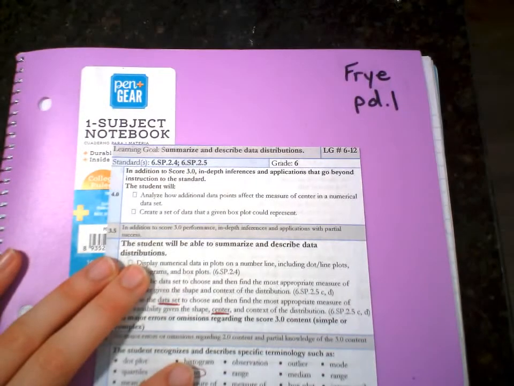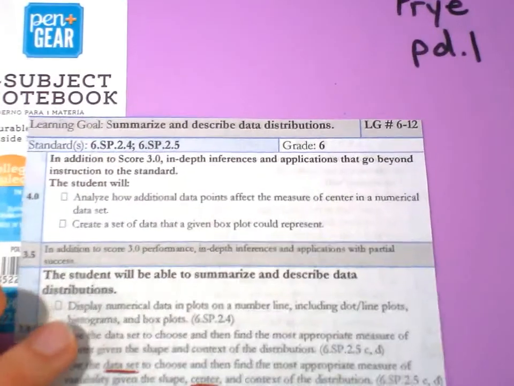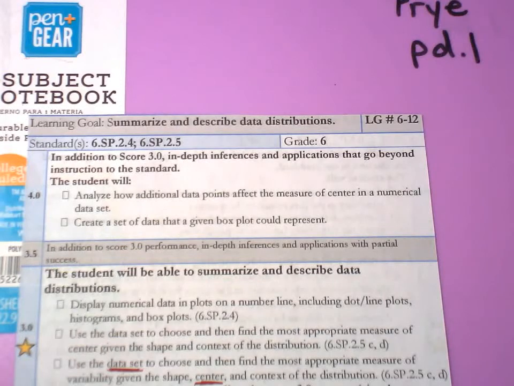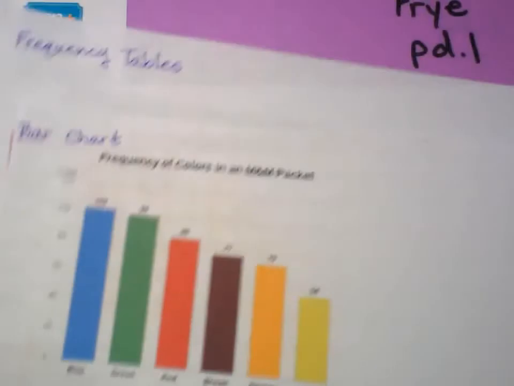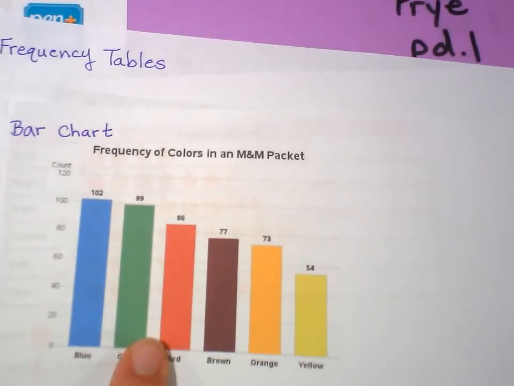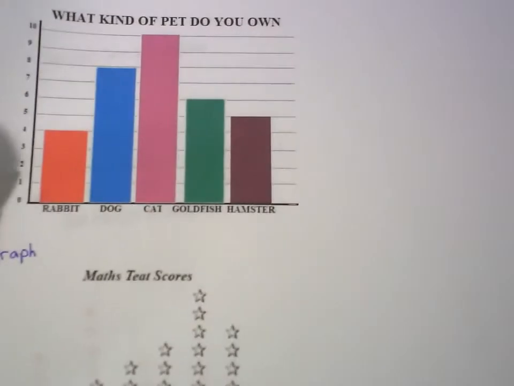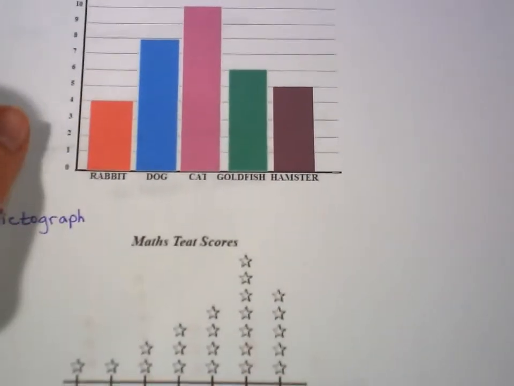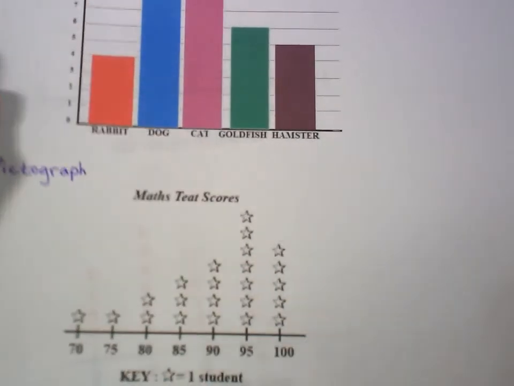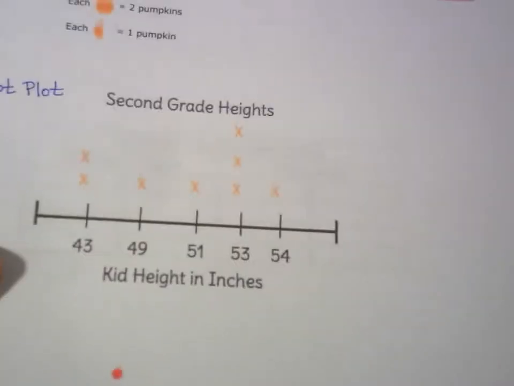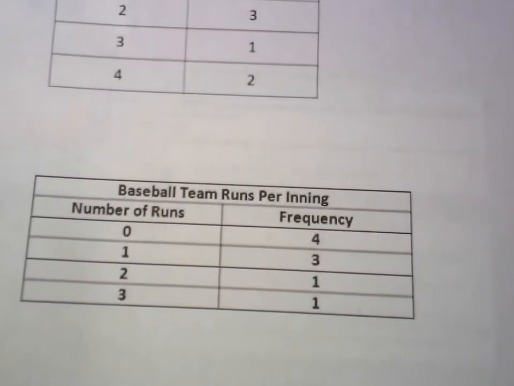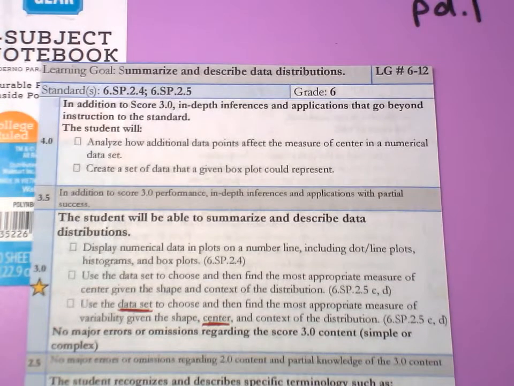So this is covering still the learning goal 6-12. But today we are moving on to data displays. Okay, so we're going to have bar charts. We're going to have pictographs. It's like a graph with pictures. We're going to have dot plots. And we're going to have frequency tables. These are different types of data displays that you should have seen in 6th grade.